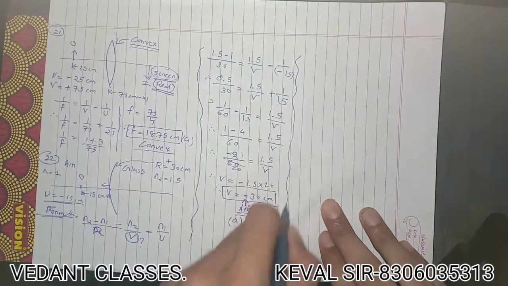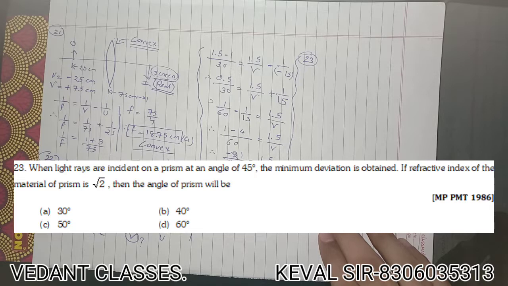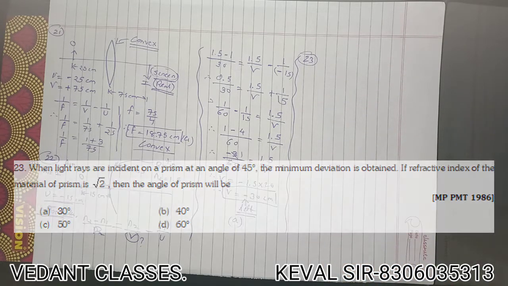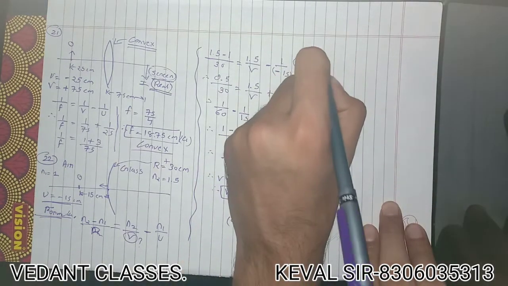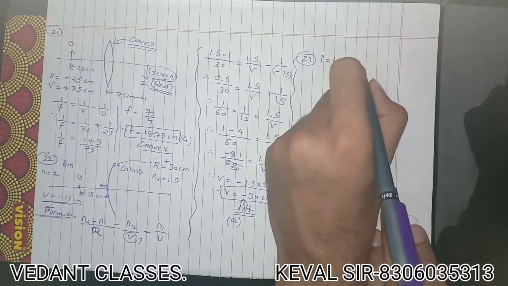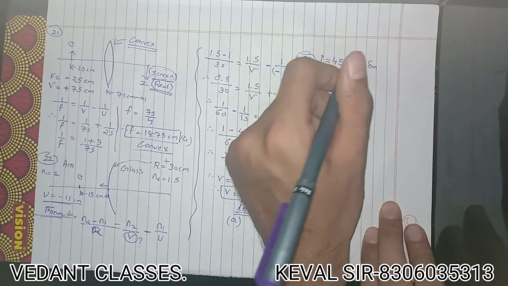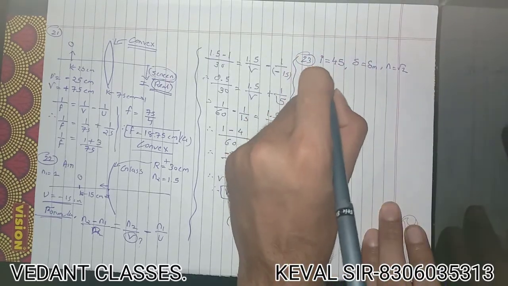Let's solve the next question, question number 23, that you can see on your screen. In question 23, they said that the prism angle is 45. On the prism, the light is incident at 45 degree for the minimum angle of deviation. The refractive index of the material of the prism is √2. We need to find the angle of prism. So this is a very interesting question. The incident angle is 45, and they said that there is a minimum angle of deviation. The refractive index of the prism is √2 and we need to find the value of A.